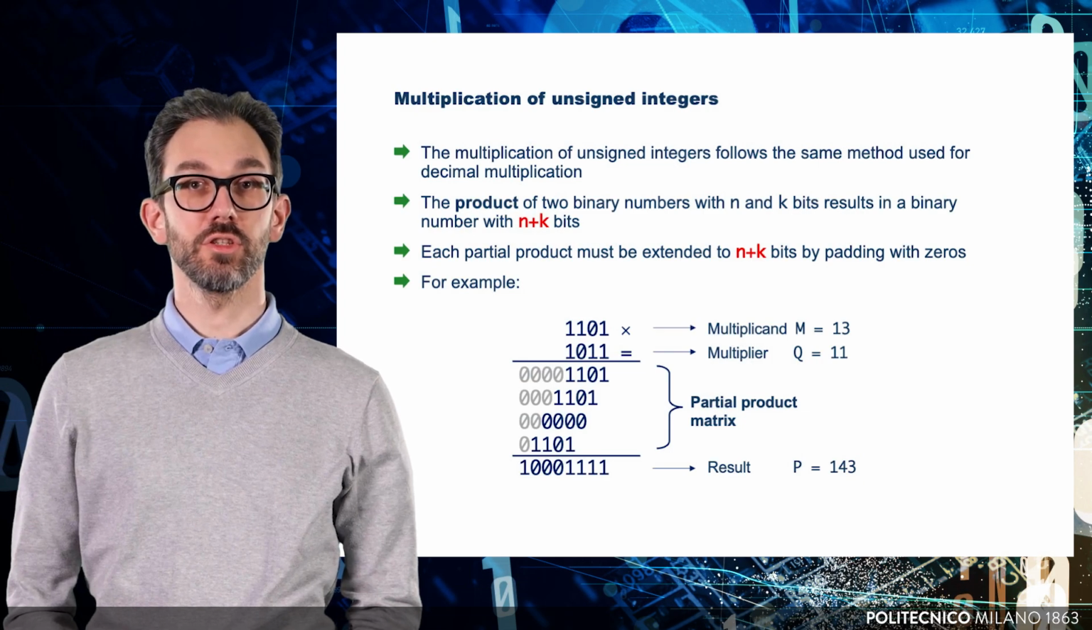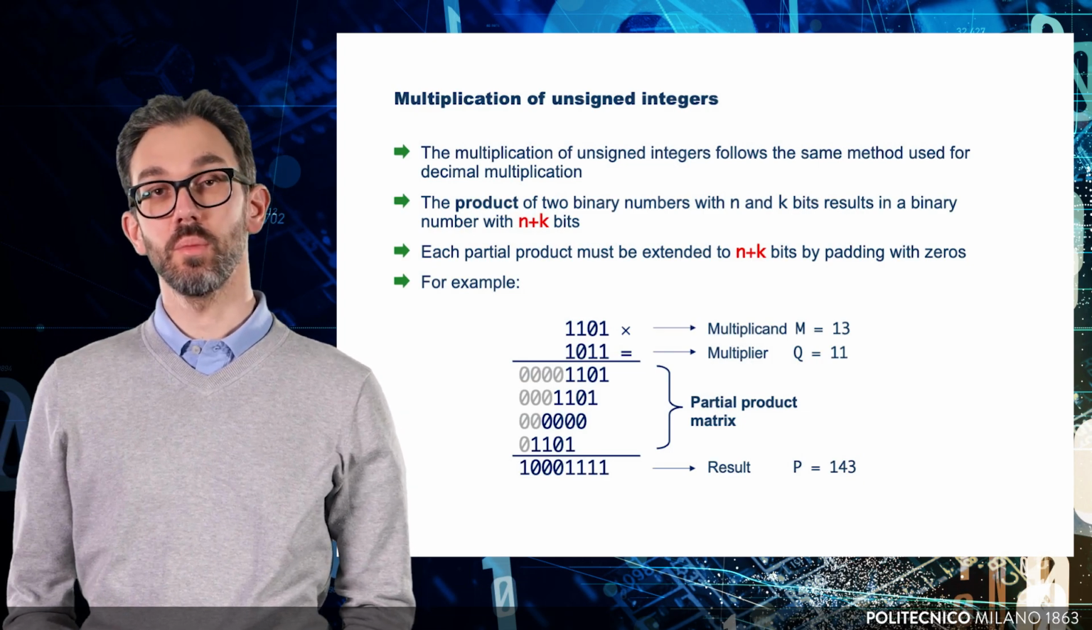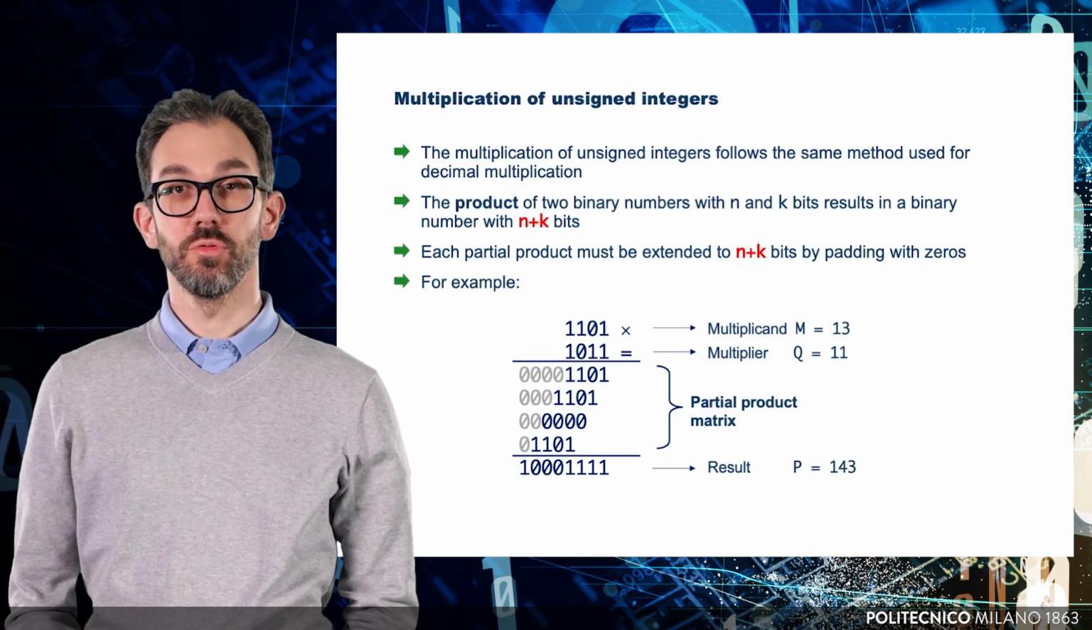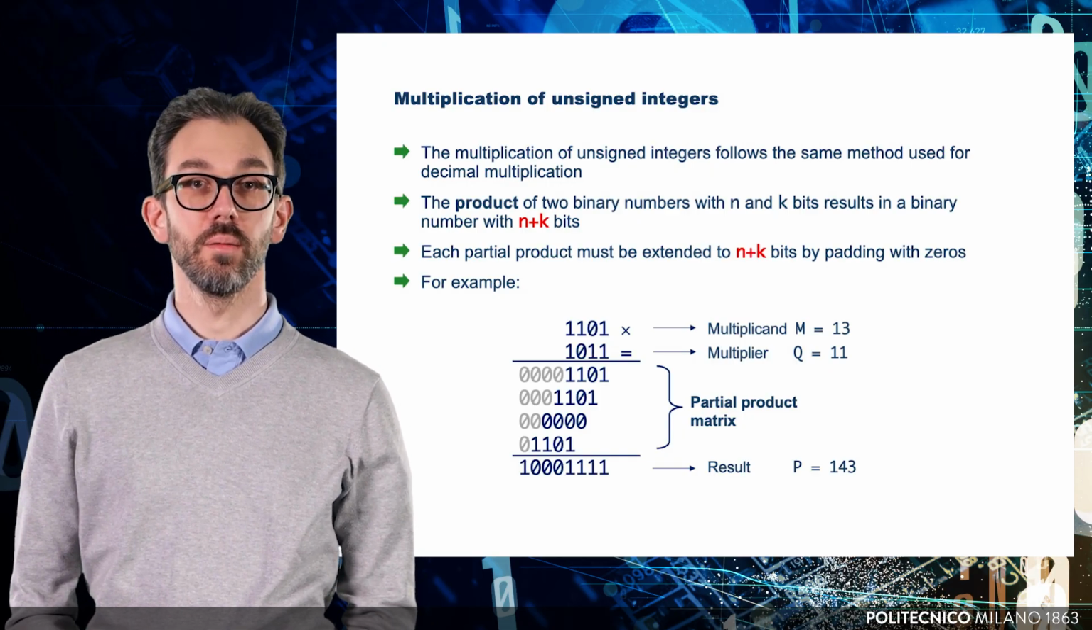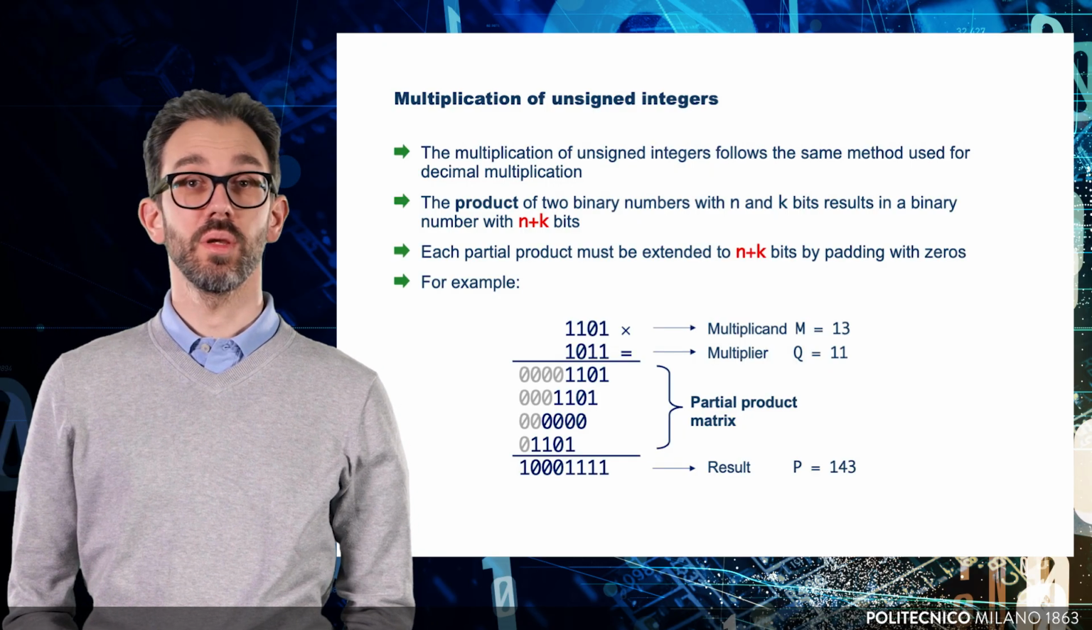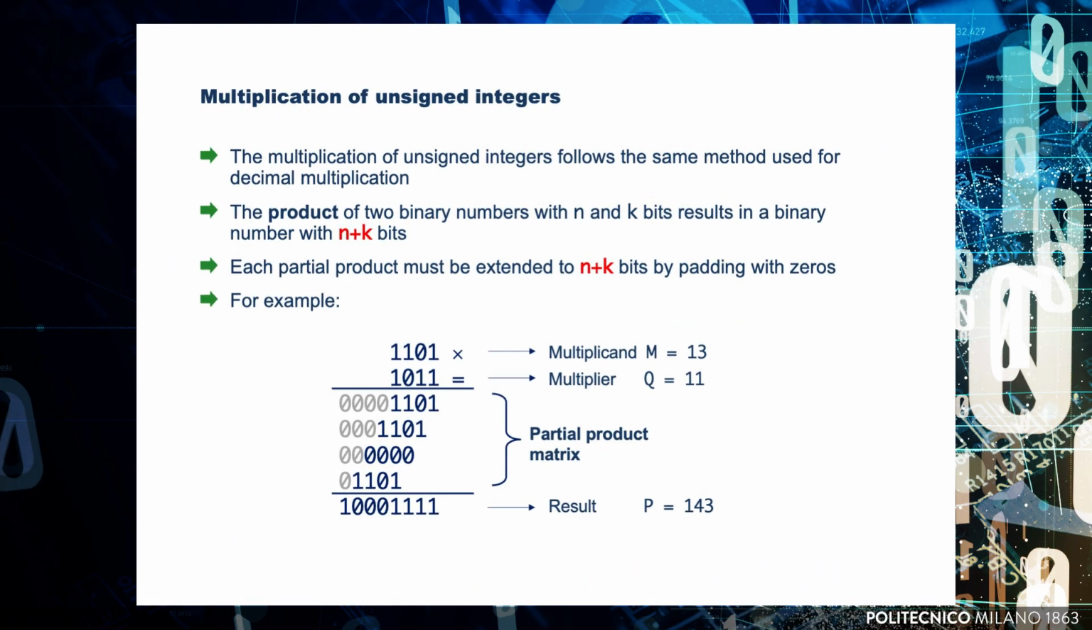The binary multiplication between two unsigned integers works in a way analogous to the manual process used for decimal multiplication, which is based on the summation of partial products. The product of two binary numbers of n bits and k bits is a binary number of n plus k bits. Each partial product is obtained by multiplying the bit of the multiplier with the multiplicand.